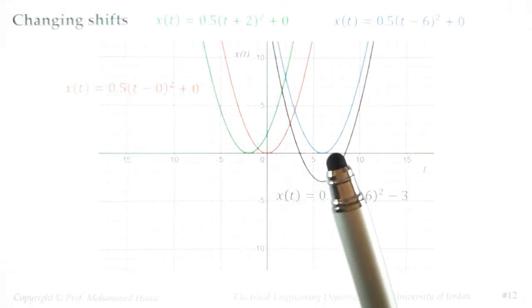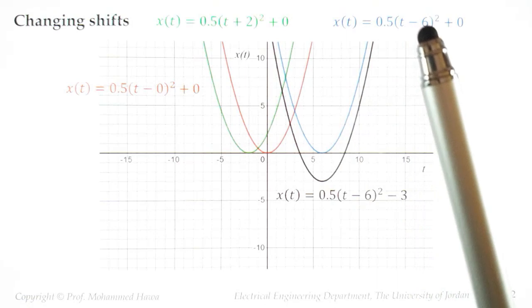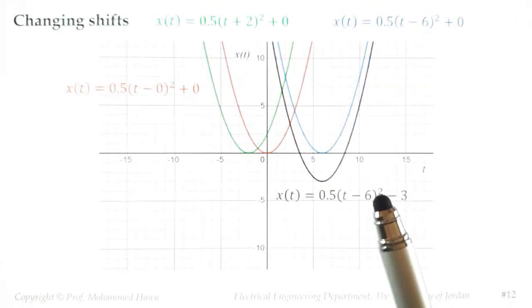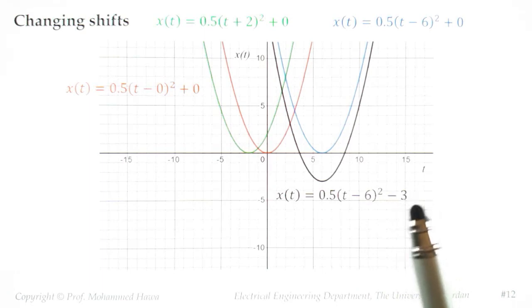Now compare this one with this one, the blue curve with the black curve. They're very similar. 0.5 (t minus 6) squared, 0.5 (t minus 6) squared. They are extremely similar except for this vertical shifting parameter where I use minus 3 here. Once I use minus 3, the curve is shifted down by a value of minus 3.